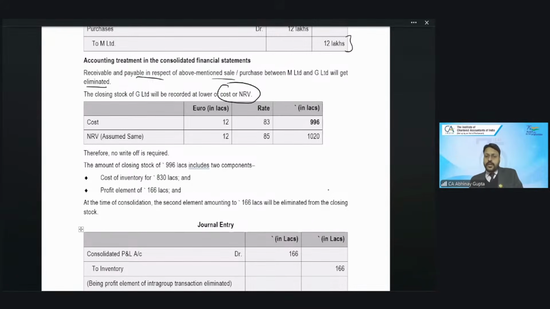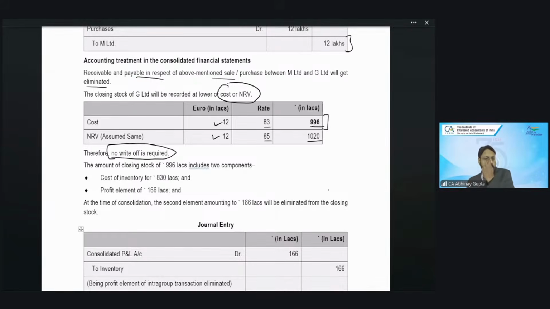Euros is the 12 lakhs, right? Cost, and assuming, because NRV is not given in the question separately, that it is 12 lakhs only, right? And the rate is 83 and 85. So 996 lakh is the purchase cost, and 1020 would be the NRV at the rate of 85, and hence whichever is lower, 996 is the lower. So cost or NRV both are equal in this case, and hence there wouldn't be any write off. So there is no write off required, correct?